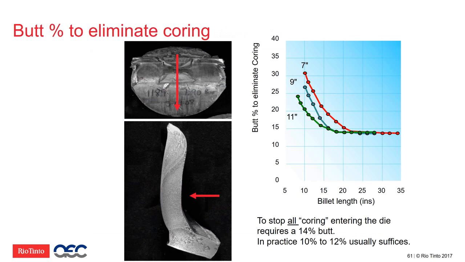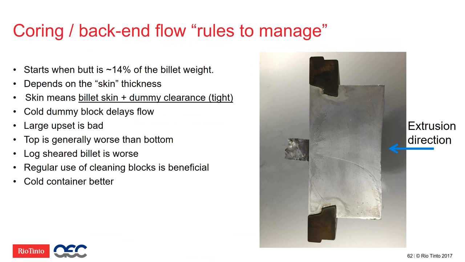Now, 14% is a conservative number. It's a good number for structural application. For anything else, less structural, there are ways, around 12% I would say, that seems to be a pretty accurate number. So, again, the scrap percentage correlates with the effective skin thickness.